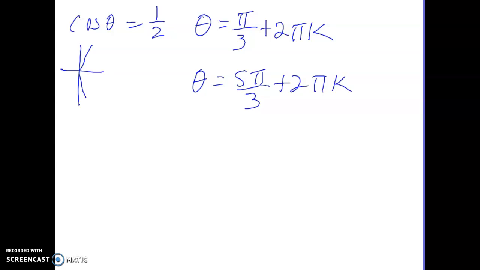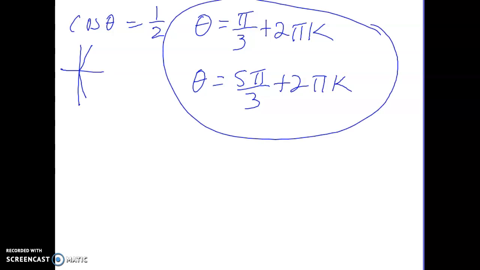The reason we're using 2 pi k here is because to get from pi over 3 to my next solution, 5 pi over 3, that distance is not the same as this distance. So if I go this distance and then I go to the next solution, I'm going to have to go a different distance. So I'm going to choose to go all the way around again to get my next solution for pi over 3, a coterminal angle. And same for 5 pi over 3.